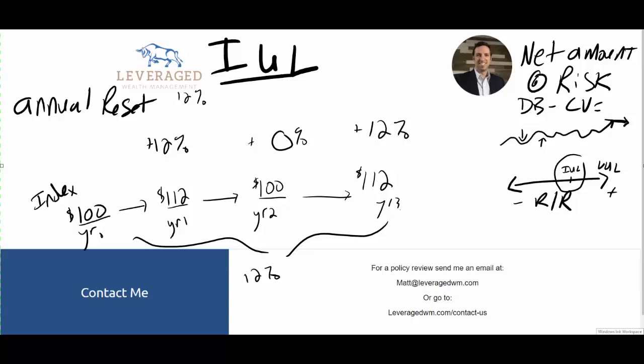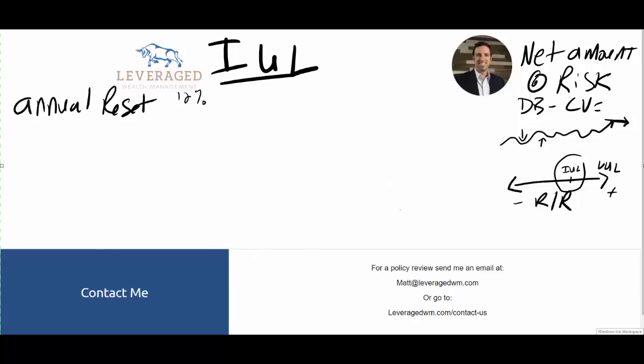But in the indexed product, since we get to lock in our gains every single year, and since we don't participate in any market losses in down years, and then again we start back over at lower values to factor our credits, we actually get two 12% rates of return over this 3-year period. And so if you're looking at the returns of an index universal life insurance policy on a graph, it's going to look something like this.